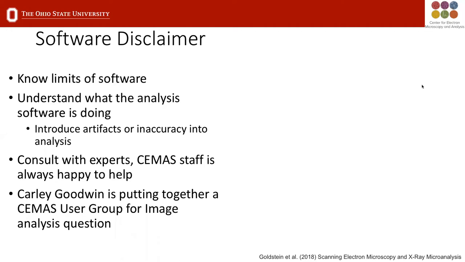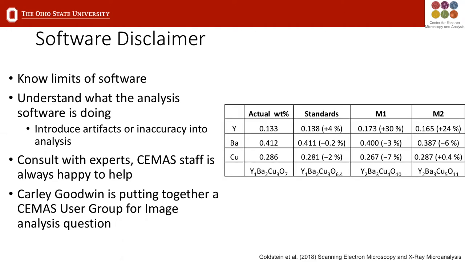One common example I like to show is EDS data for data analysis gone awry. Take this yttrium, barium, copper compound. Its actual weight percents are readily available. If you do EDS with standards, you'll be within plus or minus a few percent of those, so you get a fairly accurate result. But if you start using different software packages and assuming those results are correct, from manufacturer one or manufacturer two, you can have results that are up to 30% off. In this case, you'll think your actual analysis is something quite a bit different than it actually is. So make sure you understand the limits of the software and what kind of artifacts it could be introducing.